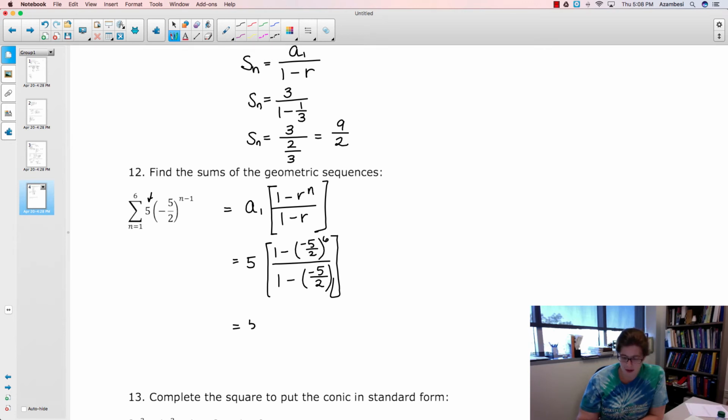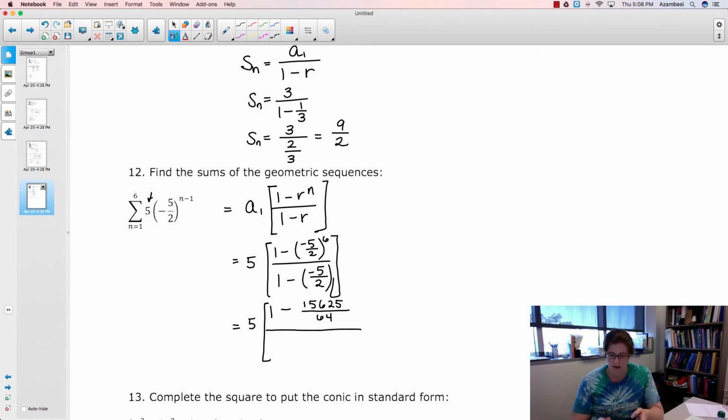Alright, we have to simplify this. So 1 minus, this is an even power, so it's going to end up being positive. And on the top I have 5 to the 6th power, or 15,625. On the bottom, 2 to the 6th, which is 64. And then on the bottom, I have 1 plus 5 halves, so 2 over 2 plus 5 over 2 gives me 7 over 2.